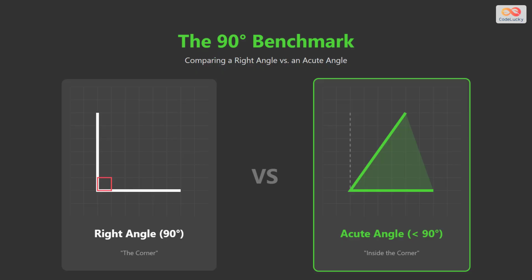Let's visualize this. On the left, we have a standard right angle, which is exactly 90 degrees, like the corner of a square. On the right, notice how the acute angle is smaller and fits inside that corner. In an acute triangle, every corner looks like the one on the right.